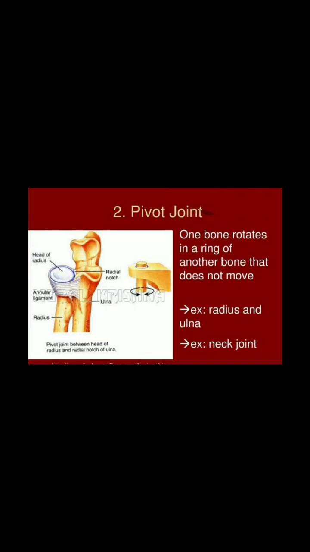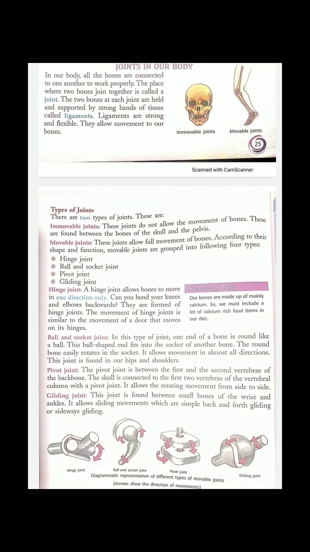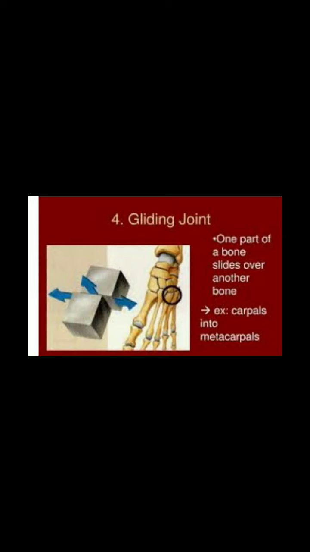The last type of joint is the gliding joint. In gliding joints, the small bones, like the bones of wrist and ankles, can slide over each other. It allows only a limited movement. You can see here, the bones can slide over each other. It allows only sideways and back and forth movement.